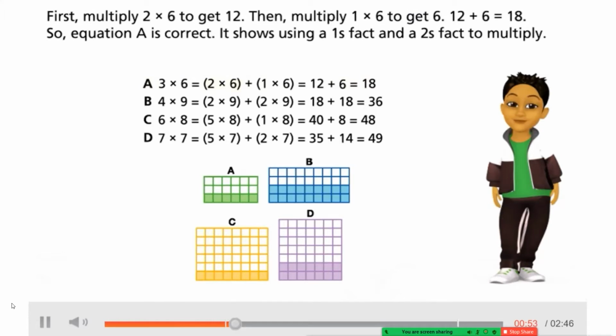First, multiply 2 times 6 to get 12. Then, multiply 1 times 6 to get 6. 12 plus 6 equals 18. So, equation A is correct. It shows using a 1's fact and a 2's fact to multiply.